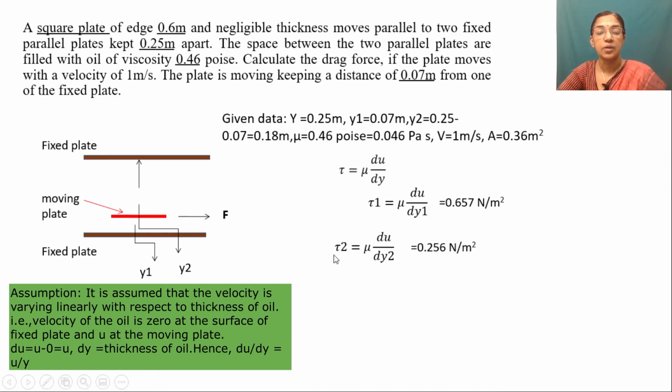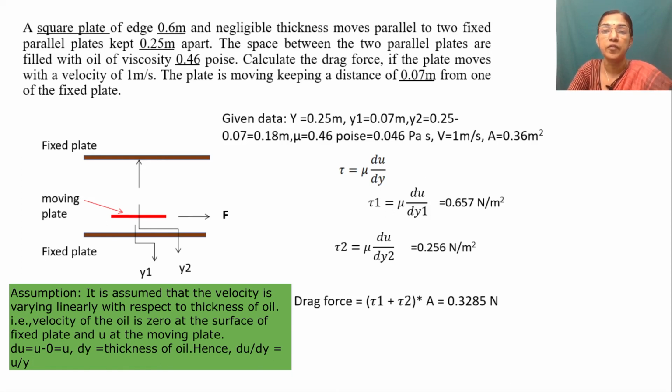So the total shear stress is tau 1 plus tau 2, which is multiplied with the contact area to give you the drag force. So tau 1 plus tau 2 into area, because we are considering two faces: for tau 1 we are considering this face and for tau 2 we are considering this face. Since it is a square plate, the total shear stress multiplied with the area will give you the drag force. So the total drag force is equal to 0.3285 Newton. So how much force is experienced when a solid body is moving through a fluid enclosed within a closed conduit or closed system can be found out using this problem.